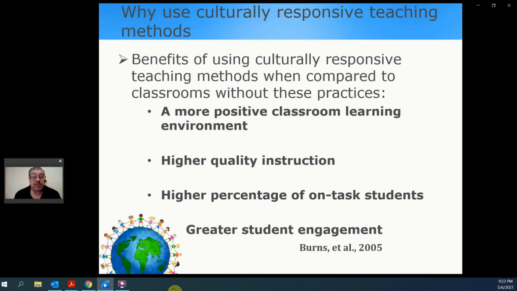Why use culturally responsive teaching methods? Well, the benefits of using CRT methods when compared to classrooms without these practices is a more positive classroom learning environment, higher quality instruction, higher percentage of on-task students, and greater student engagement. And I think greater student engagement, when a student is acknowledged for their differences or their diversity, it keeps them on task. It makes them want to participate more, and it does add to a quality learning environment.